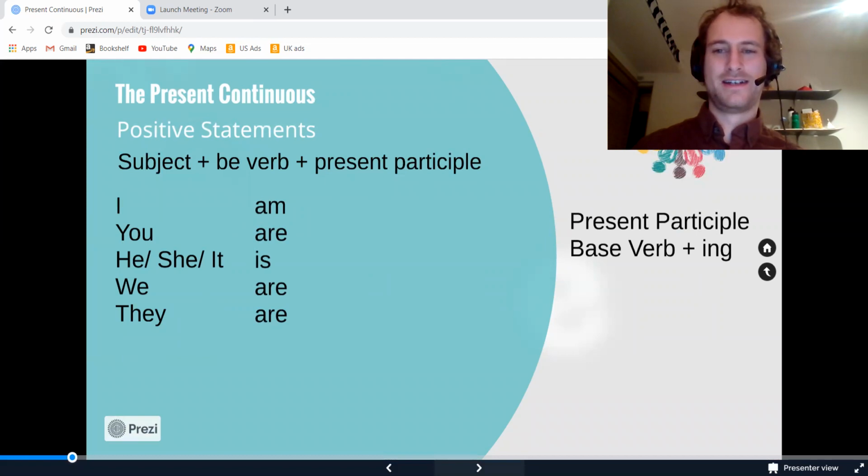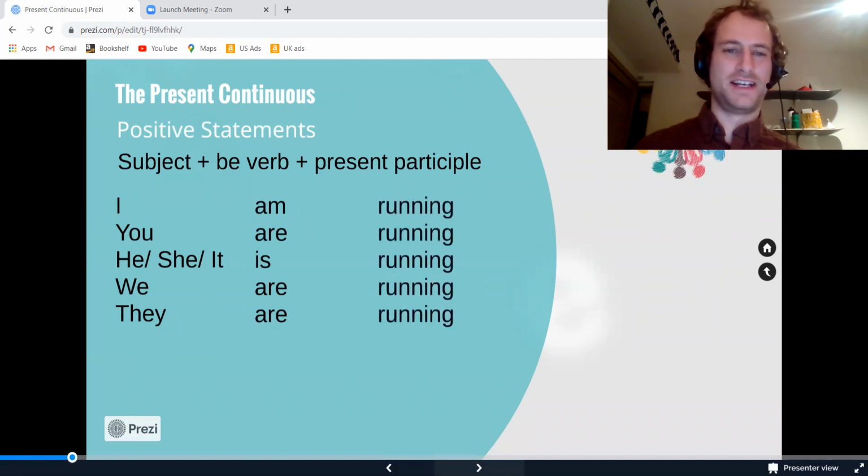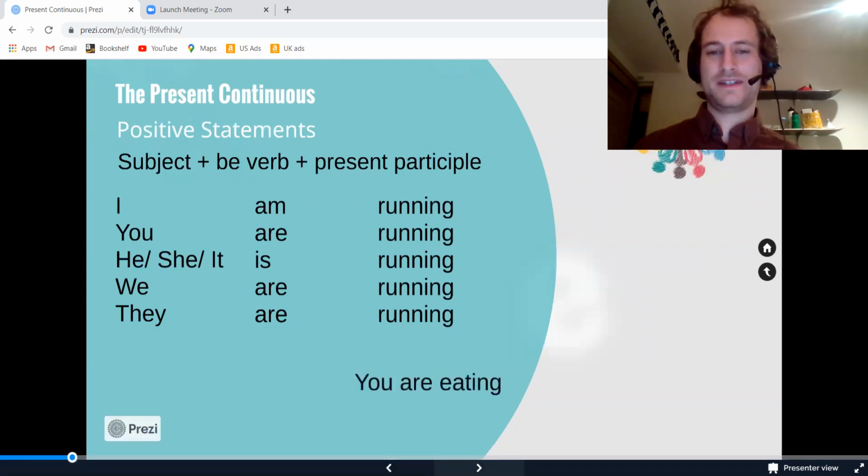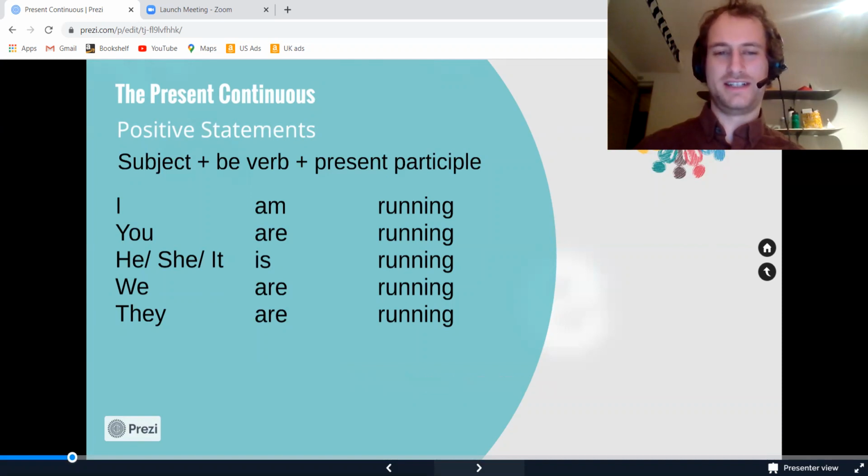So ing. For example, we have running. I am running, you are running, he, she, it is running, we are running, they are running. I am eating, you are eating, he or she, it is eating, we are eating, they are eating.